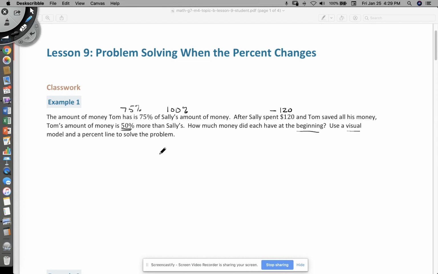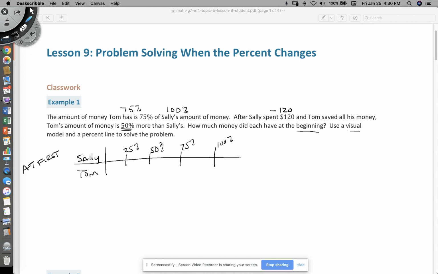And we're going to use a visual representation here. So let's go ahead and put at first. Let's talk about what they had at first. All right. So we have Sally. And then we have Tom. And like we mentioned up here, Sally's 100%, Tom is 75. So we're going to break this into kind of a number line type thing. So we have 25%, 50%, 75%, and 100%.